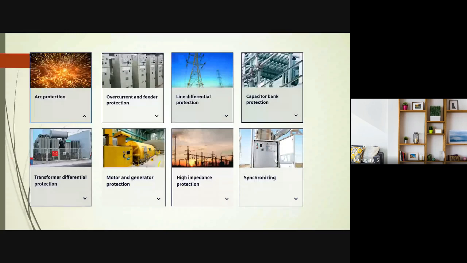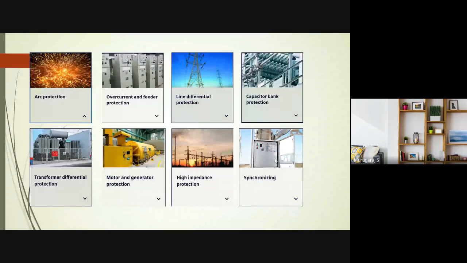And if we go for feeder overcurrent protection, there are overcurrent relays. Wherever there are overcurrents, to protect those machines, there will be overcurrent protection relays. There are certain types of relays, and there is line differential protection, which is applicable for transmission lines, and there is capacitor bank protection.